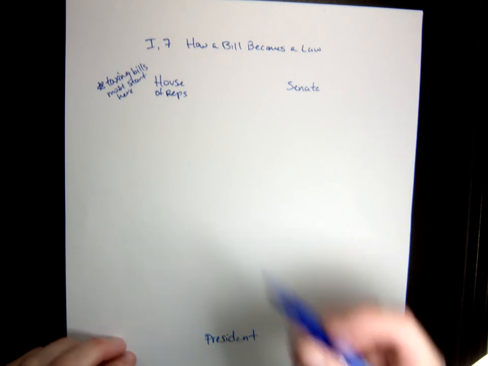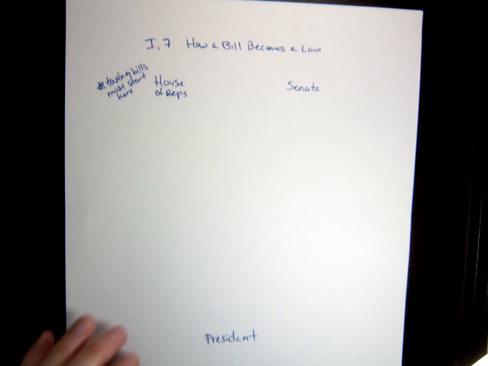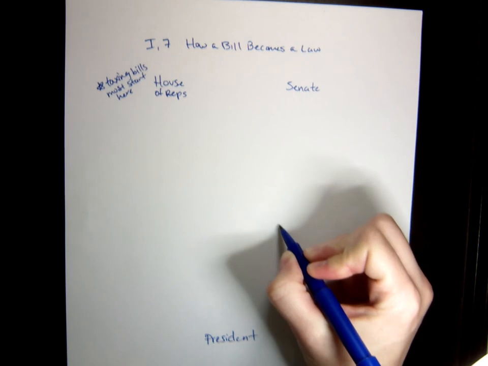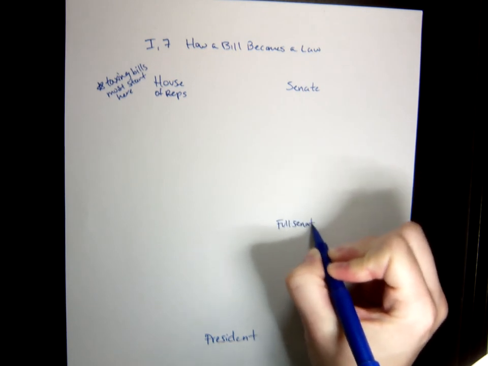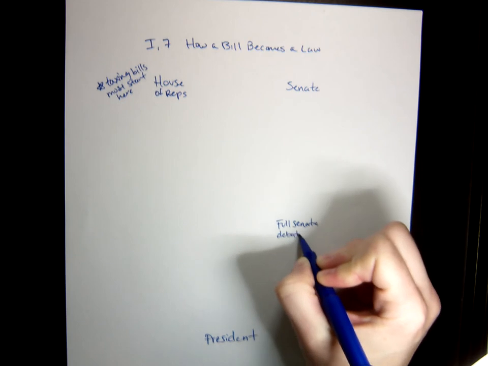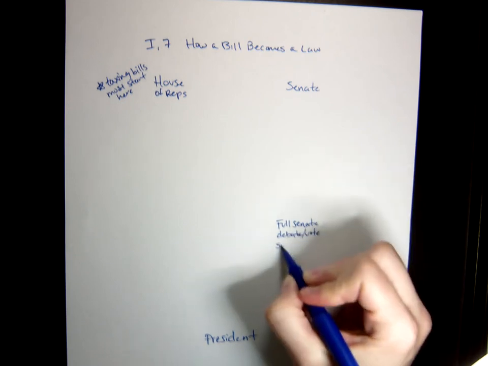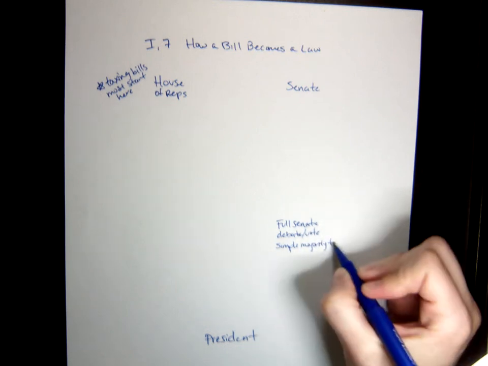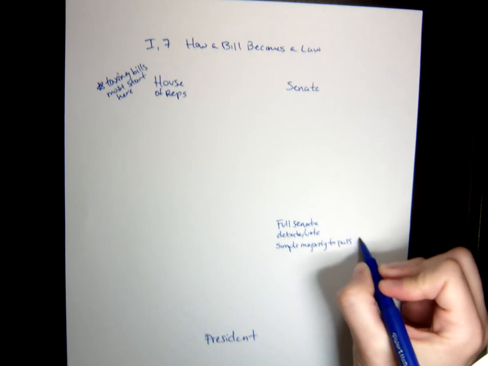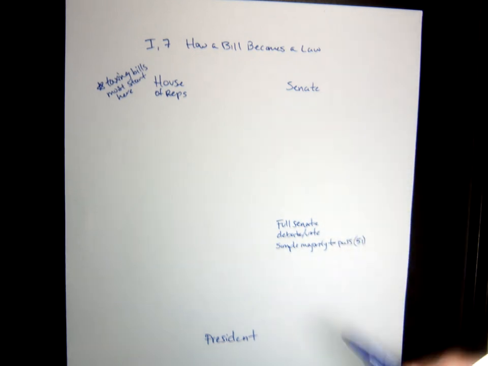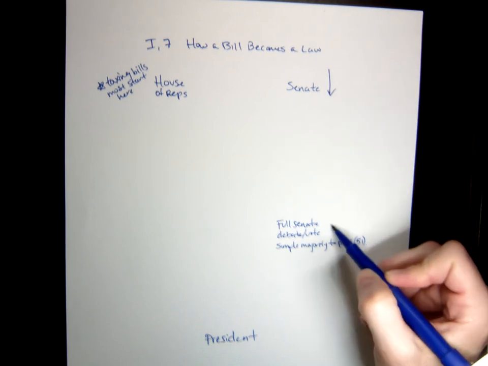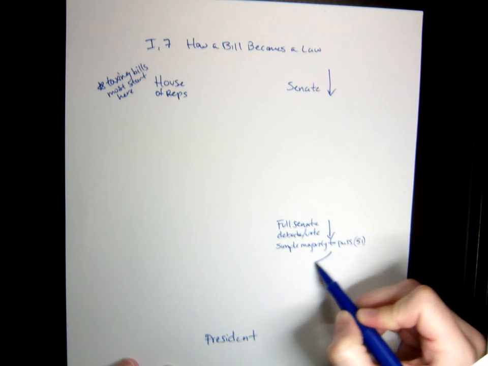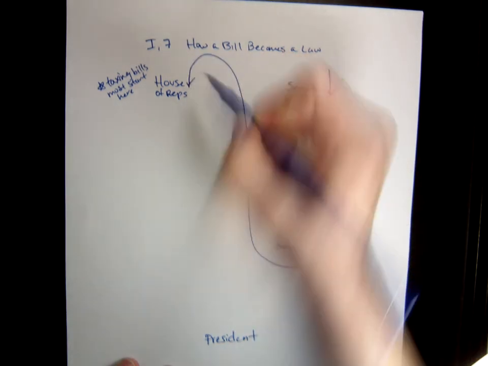So it doesn't really matter in what order, but the Constitution does designate that in order to pass the Senate, a simple majority is needed. So the full Senate, when they're looking at a bill, they can debate, and they vote, and you need a simple majority to pass. And a simple majority is 50% plus 1, so in the Senate that would be 51 senators. And so it can go into the Senate, be debated and voted on, and then after that it would still have to go to the House of Representatives.